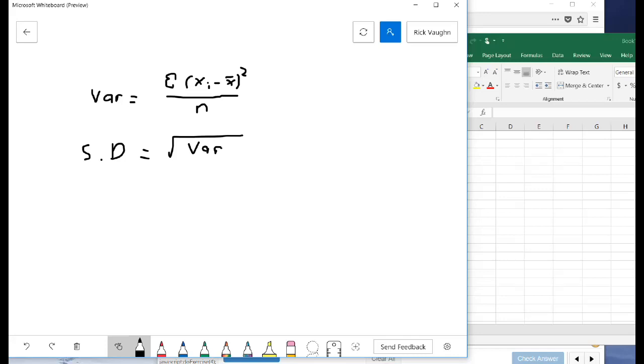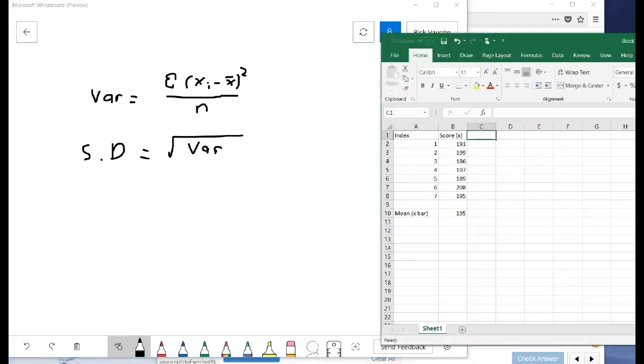So I need to start by computing this difference between the score and the mean. These are what are called the errors. So I'll compute the error, which is x minus x bar. The first one is going to be 191 minus 195. So I'm going to do equals 191 minus 195, B2 minus B10, and just do these.